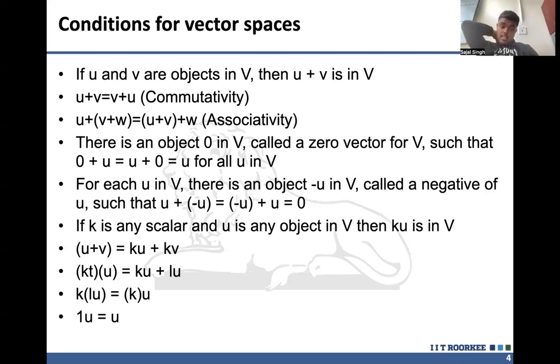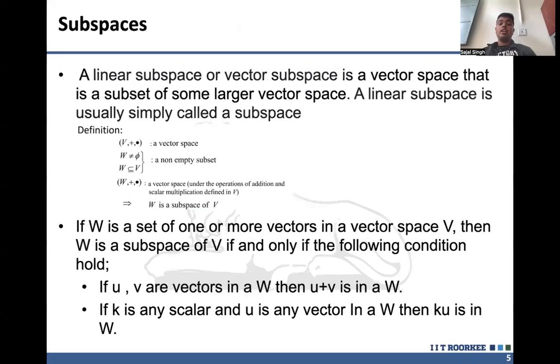If K is any scalar and U is any object in V, then KU is in V. So K(U plus V) is equal to KU plus KV, (K plus L)U is equal to KU plus LU, K(LU) is equal to (KL)U, and 1U will be equal to U. That's simple basic mathematics. Moving to our further slides, we will discuss what subspaces are.